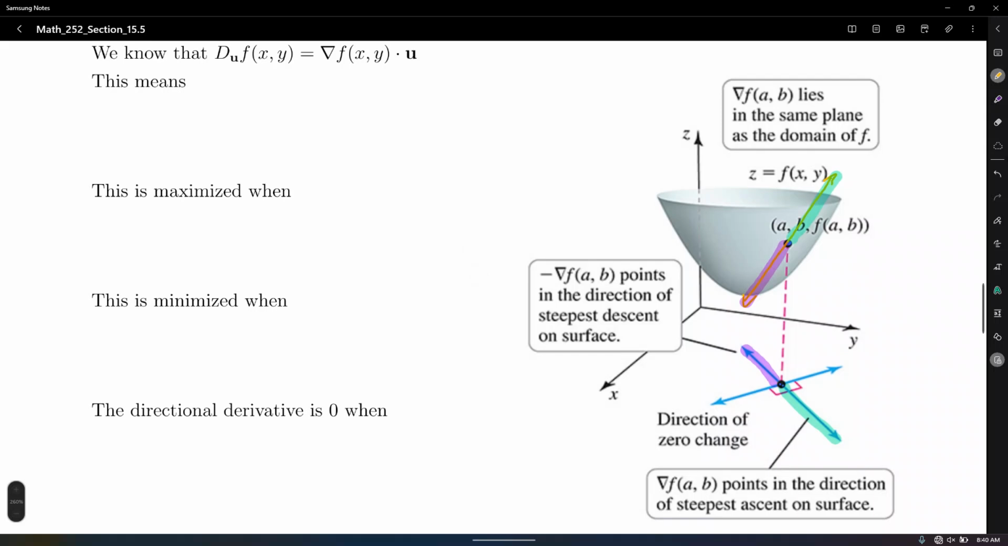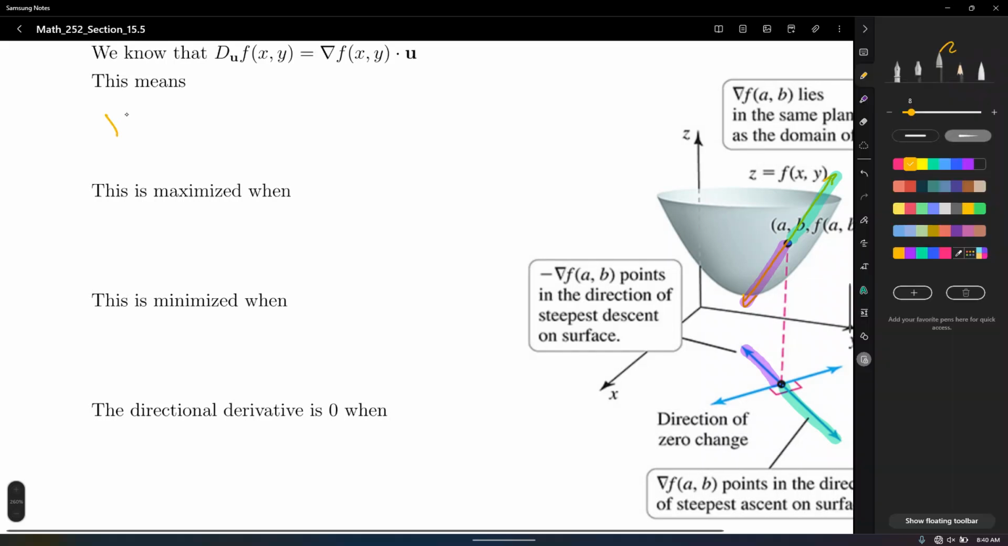Well, how about we go back to the very beginning of the summer when we first learned about the dot product? Remember the definition of the dot product? It involves trigonometry, right? That is nabla of f dotted with u. These two are vectors, by the way.